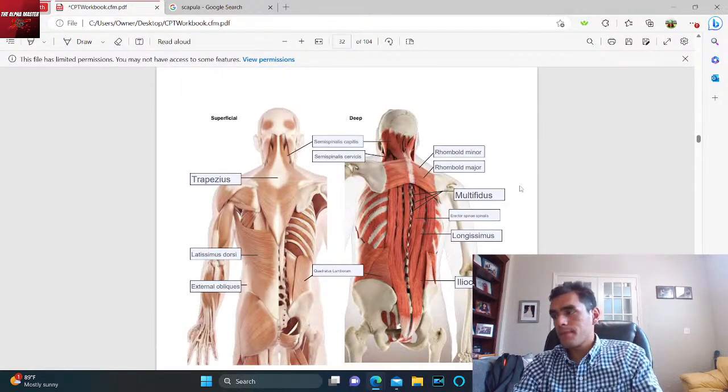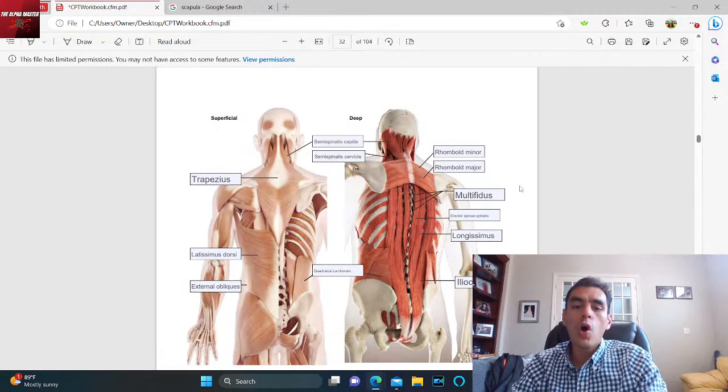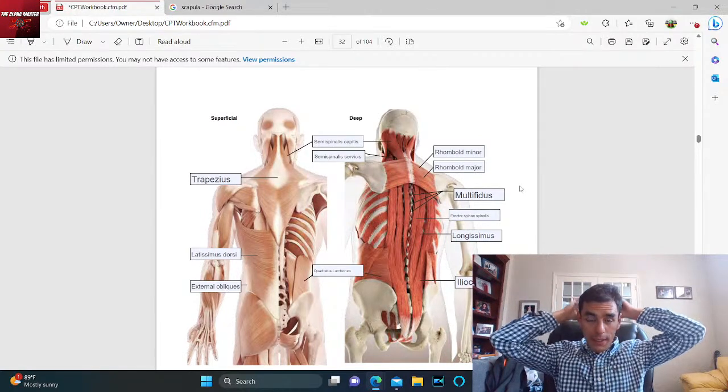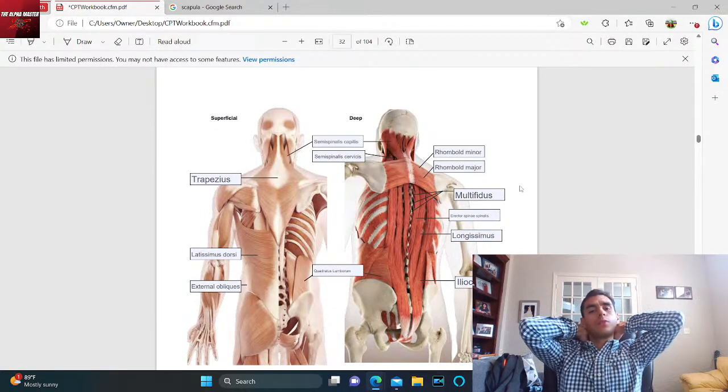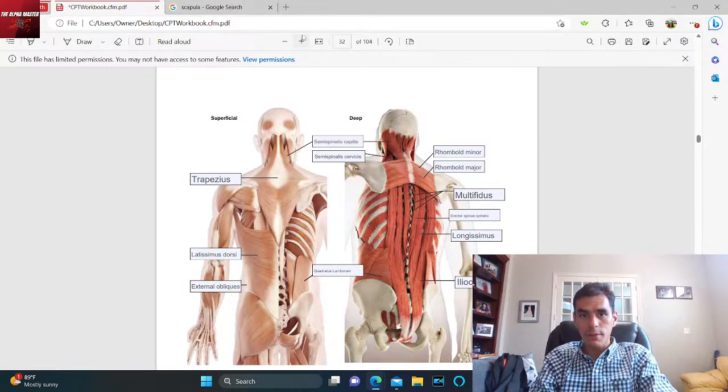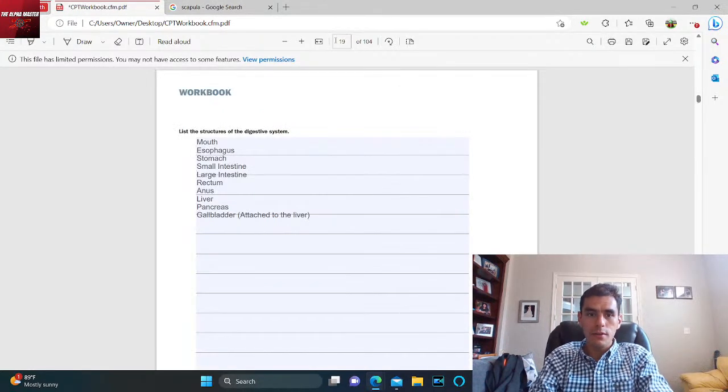Now you have the posterior side of the upper body. You have the trapezius all the way in the back, which is where your pivot joint is going to be located. Let me see if I got this right.